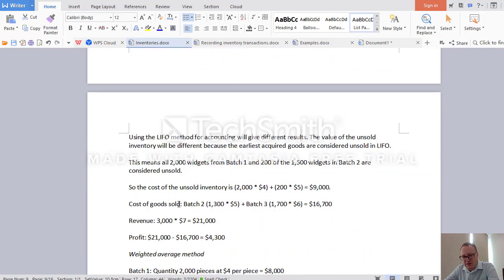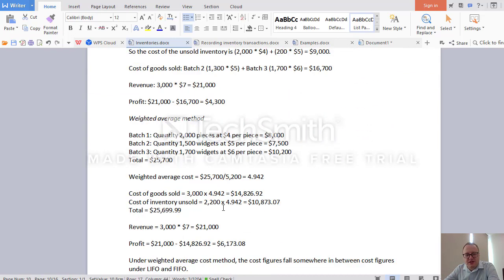And then you can look at the first batch that still stays in your inventory and part of the second batch. So it will give you 9,000. And importantly, this old batch, the batch of old inventories, will continue staying in your inventory balance until they become worthless.